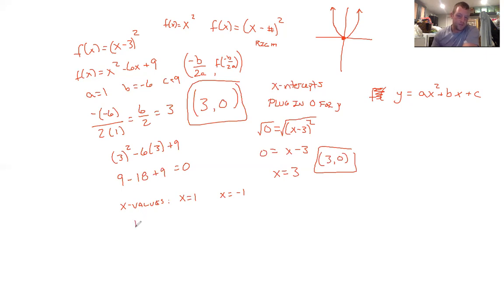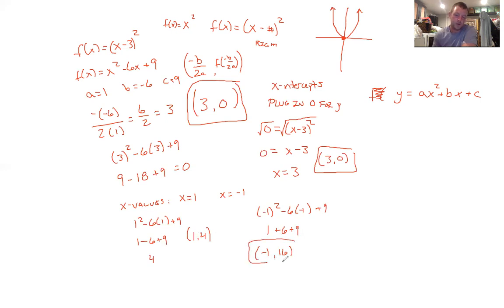X equals 1. 1 squared minus 6 times 1 plus 9. So that would be 1 minus 6 plus 9, which would be -5 plus 9 is 4. So my first point is 1, 4. And I do the same thing with -1. So -1 squared minus 6 times -1 plus 9. It's 1 plus 6 plus 9. That'd be 16. So it's -1, 16.